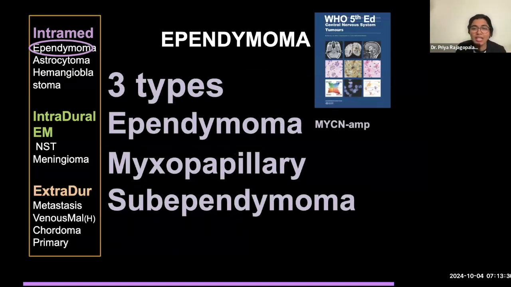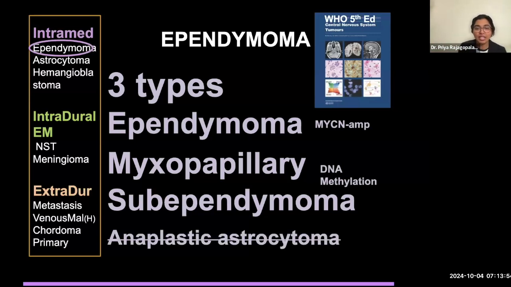We've got ependymomas with the molecular typing. The latest WHO classification is all about molecular typing. So when you have the MYCN amplification in that molecular pathology, that's an ependymoma. And then based on the DNA methylation patterns, you've got myxopapillary ependymomas and then the subependymomas. And anaplastic astrocytoma is no longer in the classification scheme used these days. So that's the latest classification, unlike the prior ones.